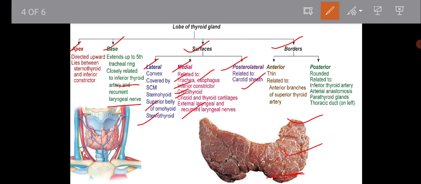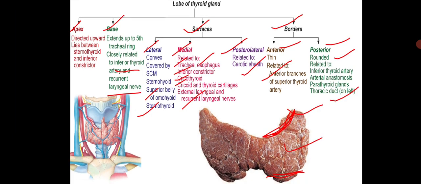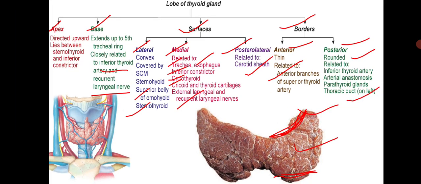And the borders: there are two borders, anterior and posterior. The anterior is a thin border, so this is the anterior border, very thin. It is related to the anterior branch of the superior thyroid artery. The posterior border is rounded and related to the inferior thyroid artery, and there is an arterial anastomosis between the branches of the superior and inferior thyroid arteries, and the parathyroid glands, and on the left side the thoracic duct is present. So this is the description of each lobe of the thyroid gland.